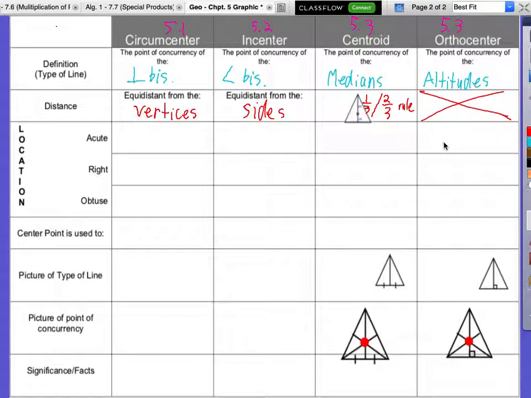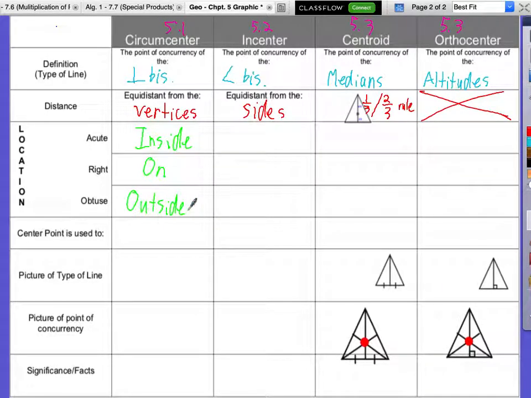For a circumcenter, for an acute triangle, where is the circumcenter? Inside, on, or outside? It's inside, so it's in the triangle. Where is it if it's a right triangle for a circumcenter? On it. Where is it if it's obtuse? Outside. This is why we're doing it.